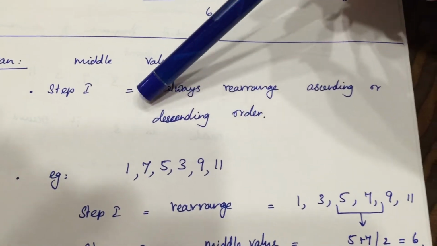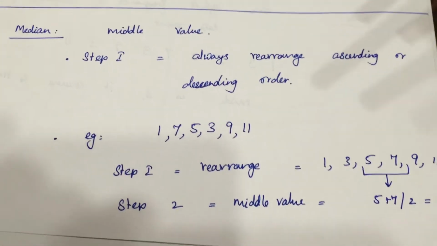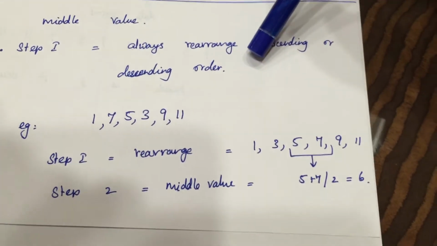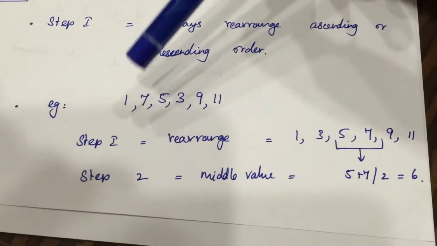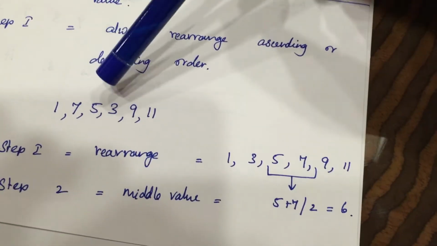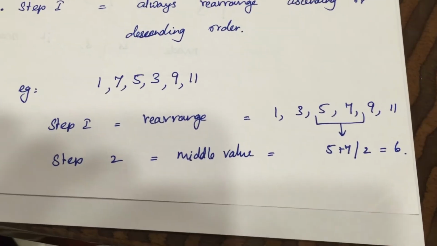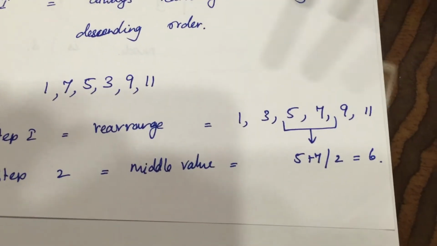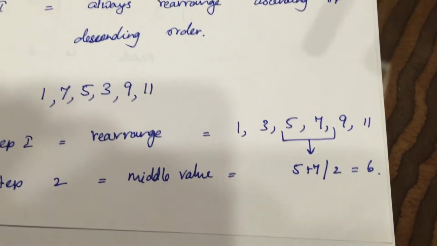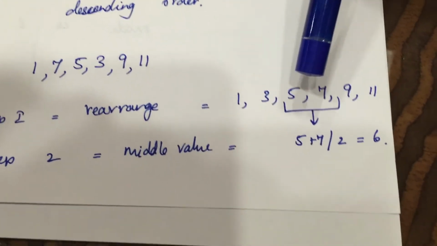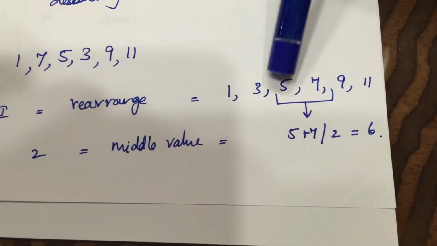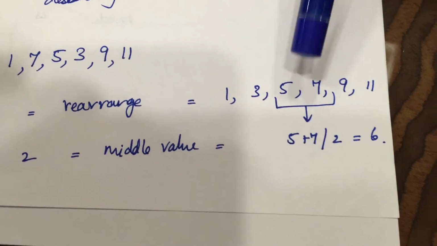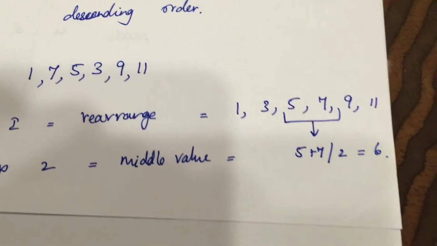Median is the middle value in any group. But the first step to determine the median would be to rearrange the group in either ascending or descending order. For example, in this data set where we have 1, 7, 5, 3, 9 and 11, to determine the median, we will have to rearrange them as 1, 3, 5, 7, 9 and 11 and determine the midpoint. Since there is no one value which falls in the middle of the group, we take the average of the two. If we had 7 values in this group, the fourth value would automatically become the median.